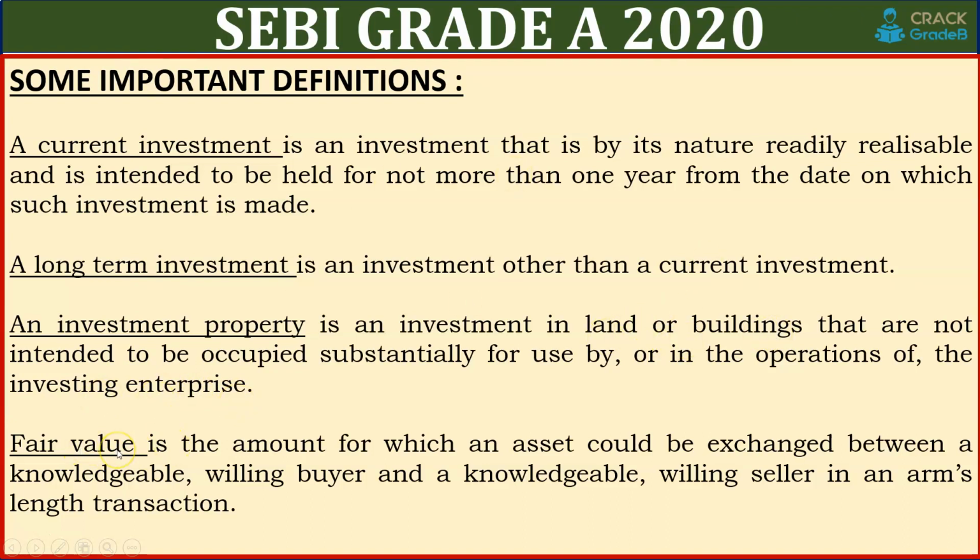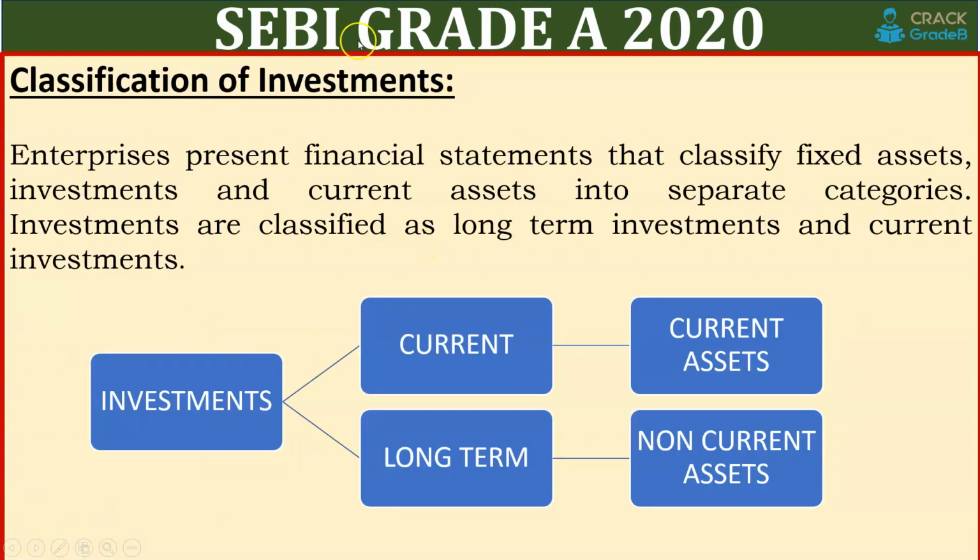Now, fair value, we have covered this definition more than once. Let us quickly recall it. So, it is the amount for which an asset could be exchanged between a knowledgeable willing buyer and a knowledgeable willing seller in an arm's length transaction. So, we know the meaning of it. Let us move to the next slide.